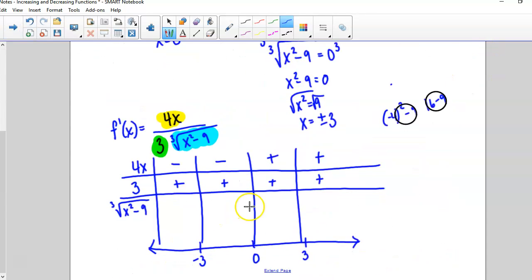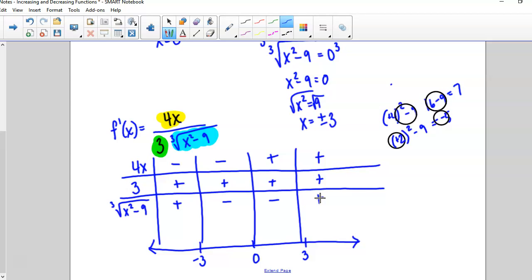So 16 minus 9 is 7. The cube root of 7 is a positive number, so I'd have a positive here. If I pick a number like negative 2, and I'd usually do this in my head, negative 2 squared minus 9 would be 4 minus 9, which is negative 5. If this was a square root, that would be a problem. It would be undefined for that section, but you can take a cube root of a negative number. So this is going to be negative. If that was a positive 2, it wouldn't change anything. You'd still get a negative here. And if this was a positive 4, you'd still get a positive here.